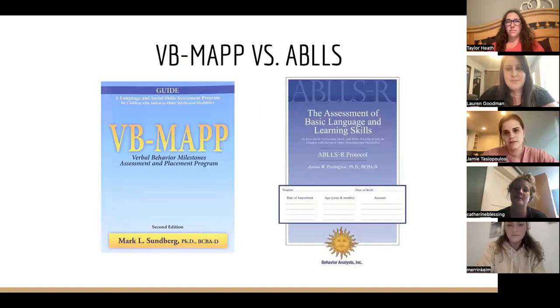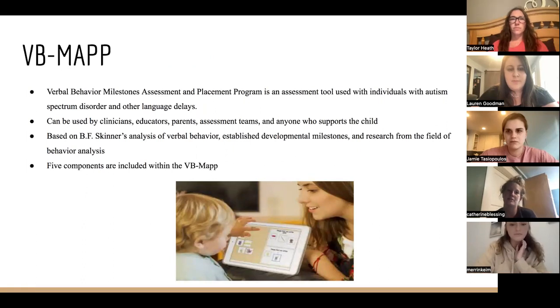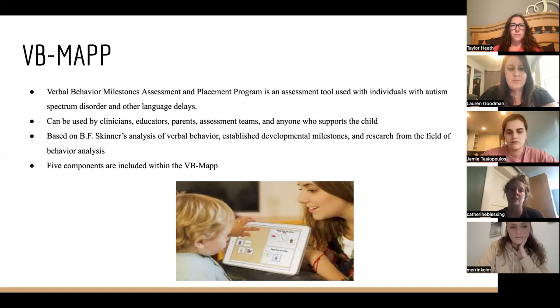The two assessments that we compared for this assignment were the VB-MAPP and the ABLES assessment. The VB-MAPP is also known as the Verbal Behavior Milestones Assessment and Placement Program. It is an assessment tool used with individuals with autism spectrum disorder and other language delays. It can be used by clinicians, educators, parents, assessment teams, and anyone who supports the child. It is based on B.F. Skinner's analysis of verbal behavior, established developmental milestones, and research from the field of behavior analysis. There are 5 components that are included within the VB-MAPP.